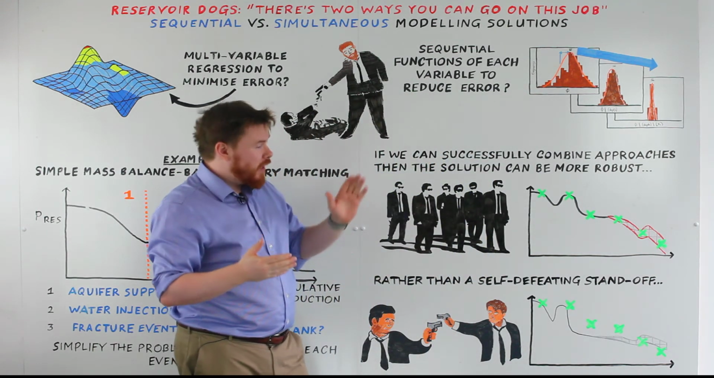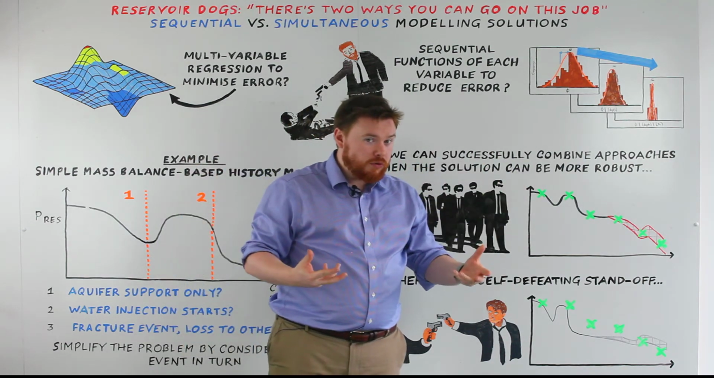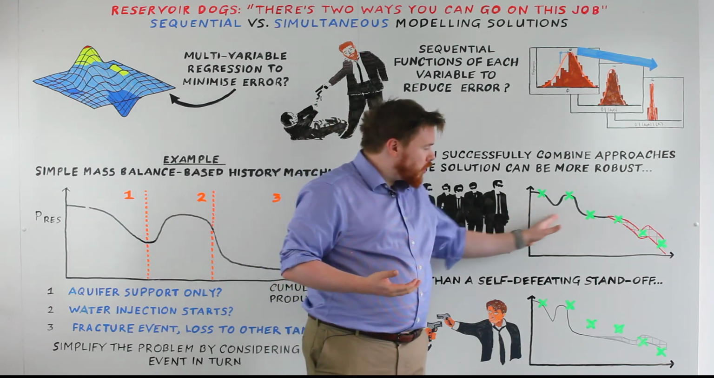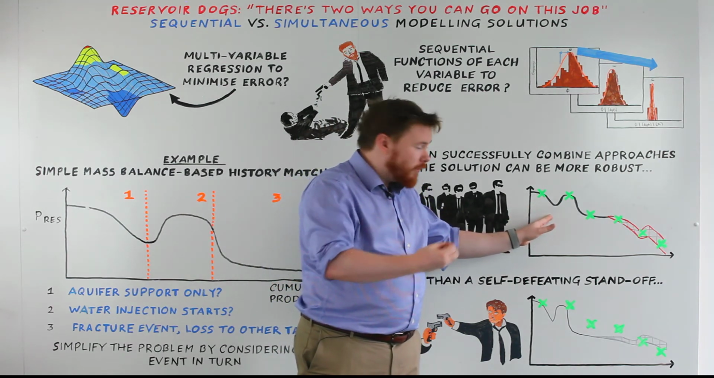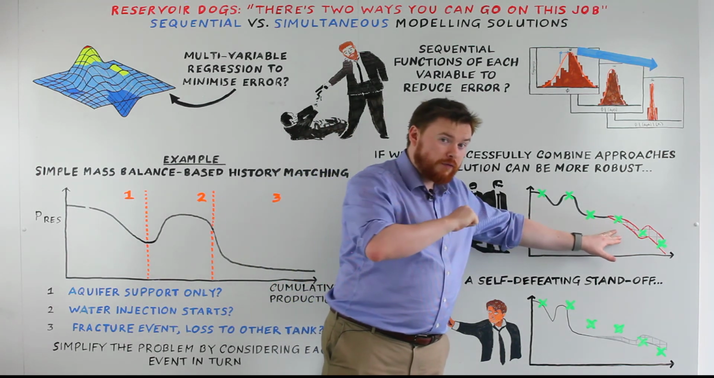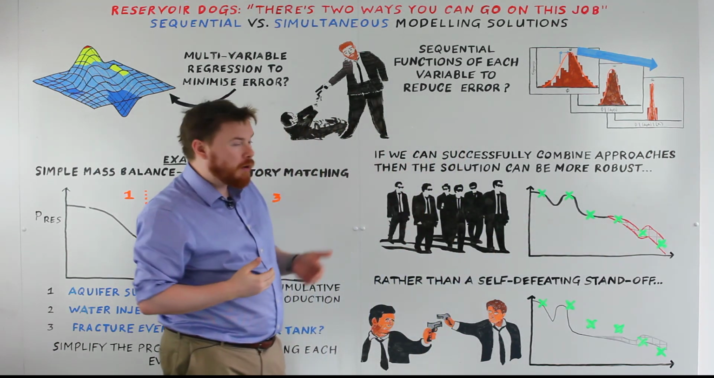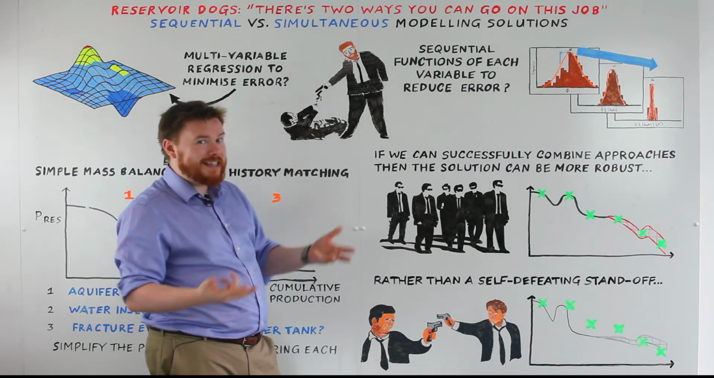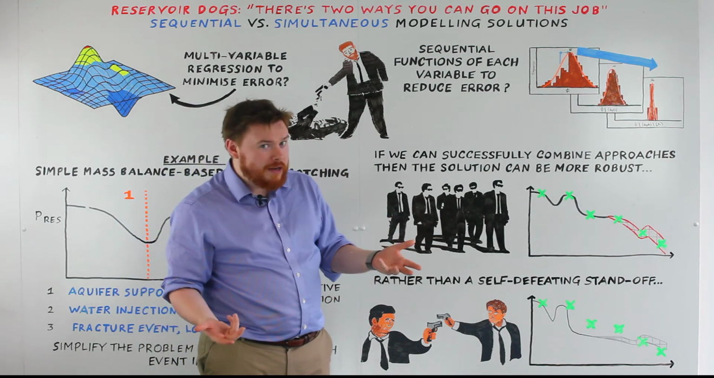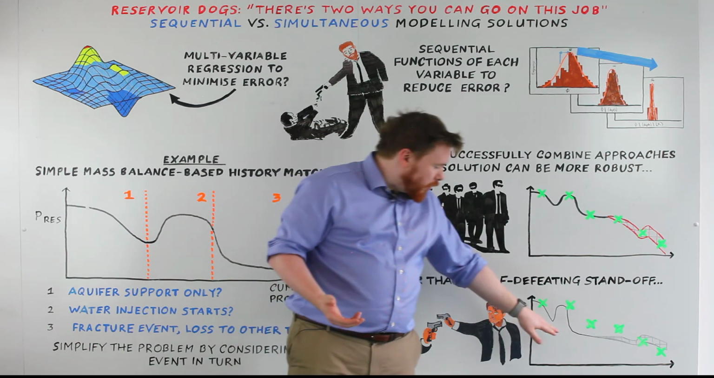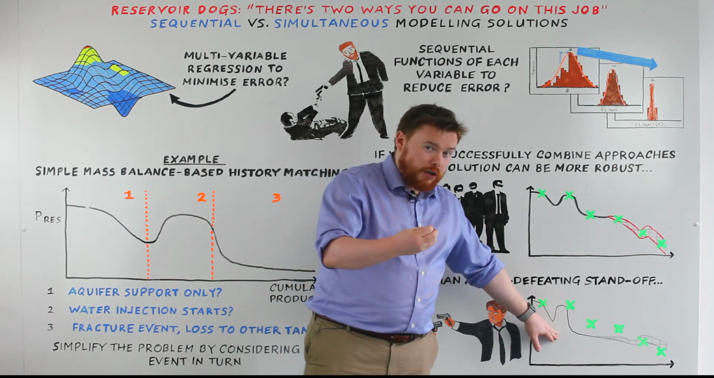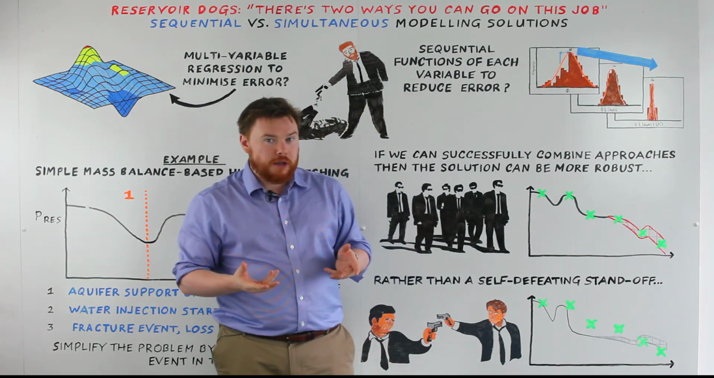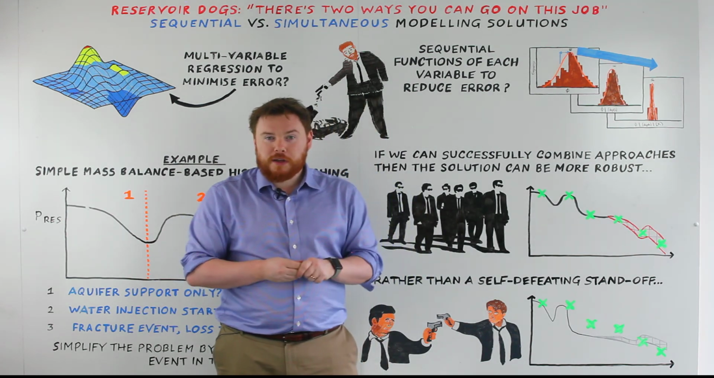In other words, if we can successfully combine these approaches, the final result is more robust. And we can not only correctly calculate our past behaviour, but we can be confident that the future behaviour will be predicted well by our model. The alternative is one of these self-defeating standoffs that was so common in Reservoir Dogs, and not only are we not going to be able to reliably create past behaviour, we're going to have no hope of predicting the future behaviour.